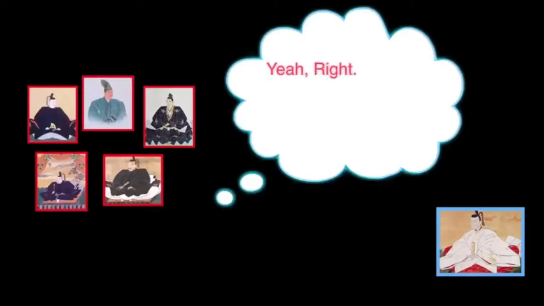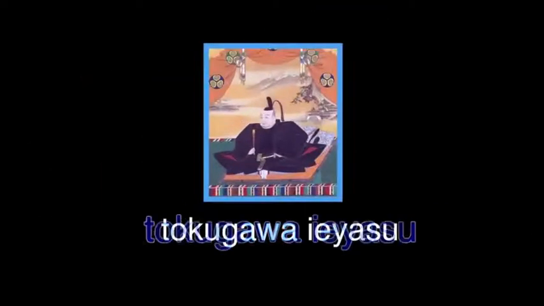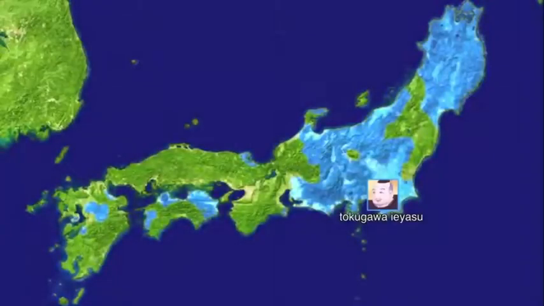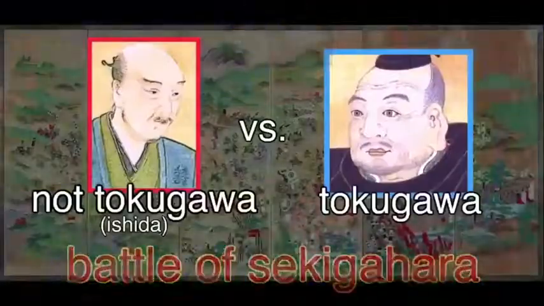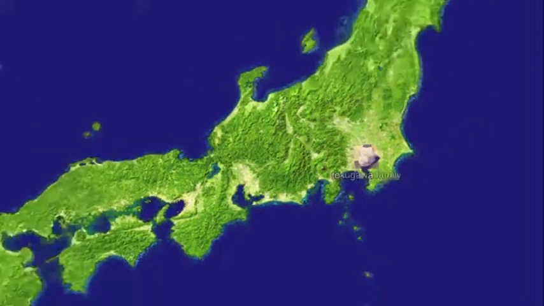And the 5 guys said, yeah, right, it's not going to be this kid, it's going to be one of us, because we're grown-ups. And it's probably going to be this guy, who happens to be way more rich and powerful than the others. A lot of people support him, but a lot of people support not supporting him. They have a fight, and he wins, and starts a new government, right here. And he still lets the emperor dress like an emperor, and have very nice things. But don't get confused, this is the new government, and they are very strict. So strict they close the country.